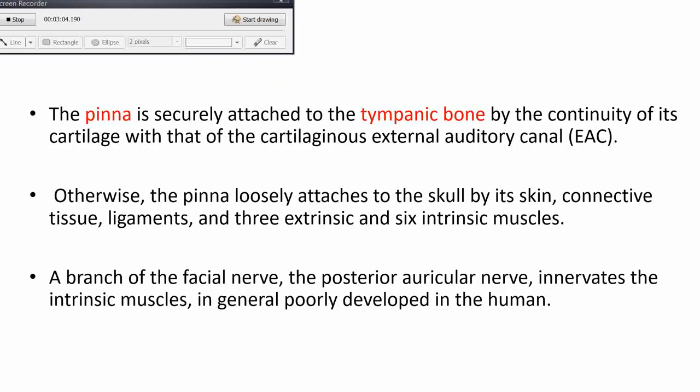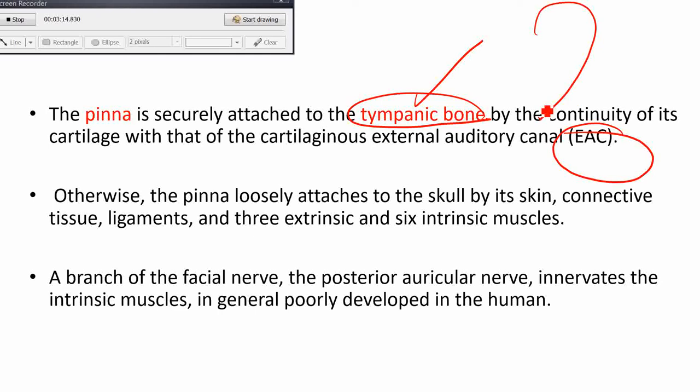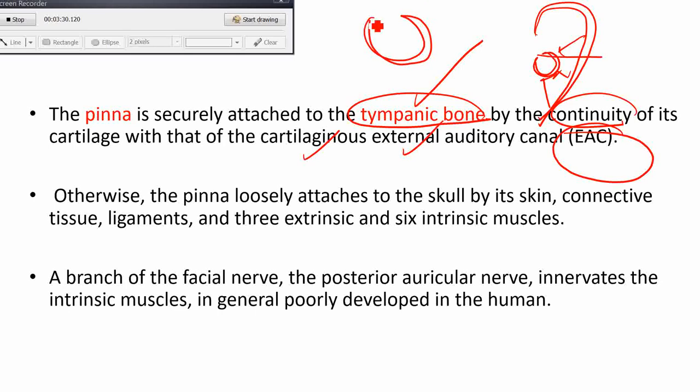The pinna is attached to the tympanic bone, and the continuity is called the external auditory canal. Where is the pinna attached? There is something called the tympanic bone, which you know like this. It is attached to the tympanic bone, and the continuity will be the cartilaginous external auditory canal.